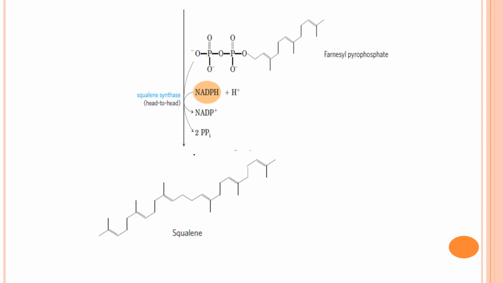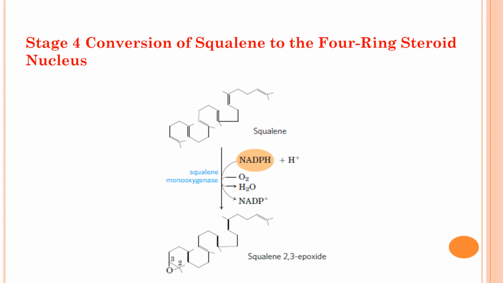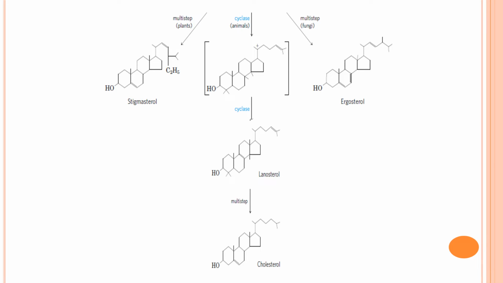You can see this is a linear structure, but it is represented like this because it will be easy for us to understand the cyclization. So it is represented like this, but it is a linear structure. What happens? Squalene is converted to squalene oxide, which is again converted into further compounds like this. There are a lot of compounds, stigmasterol, then ergosterol, then lanosterol, and ultimately we are going to get cholesterol. This is the final compound that we want, this cholesterol.